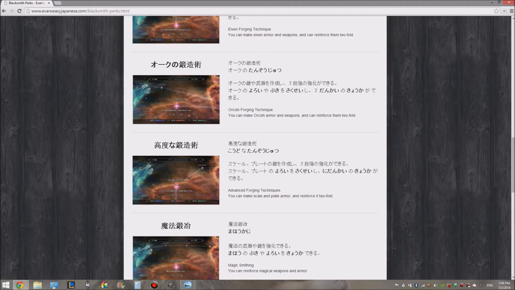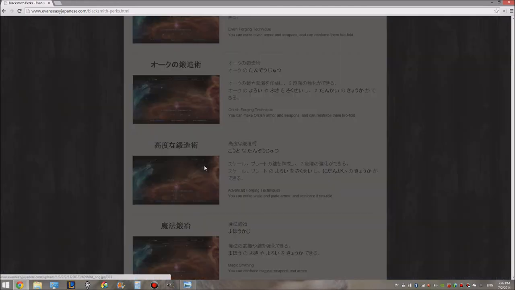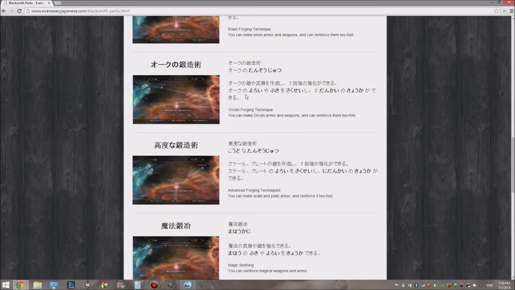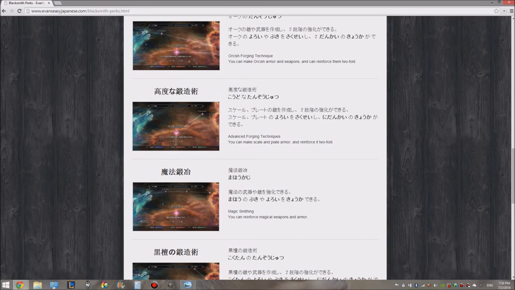Underneath it we have Skeru Plate no Yoroi o Sakusei shi Nidankai no Kyouka dekiru. So scale and plate armors, you're able to create, and you're able to reinforce them double. If you click on these images, you can see the actual stuff that's written there. This is actually essentially the same as the other ones. My mistake. I thought that was a different one. Here we go. Here's a new one.